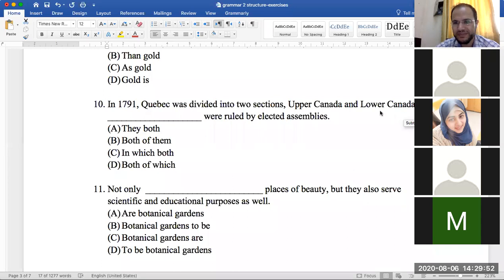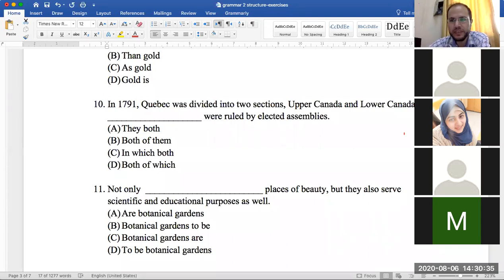In 1791, Quebec was divided into two sections, Upper Canada and Lower Canada, were ruled by elected assemblies. Assemblies. Okay. They, both of them, in which, both of which. Which one is that? I think both of them. Both of them. B. Definitely not B.